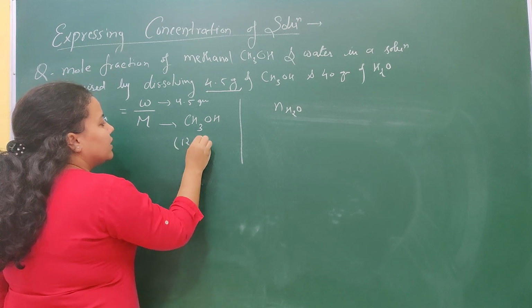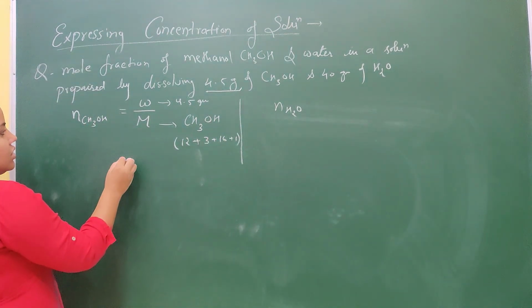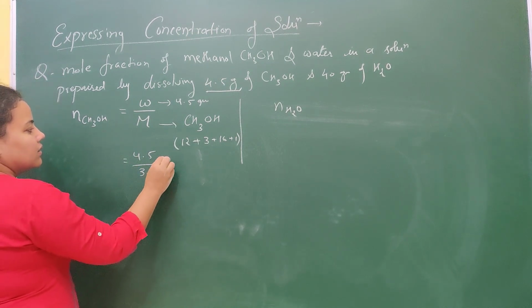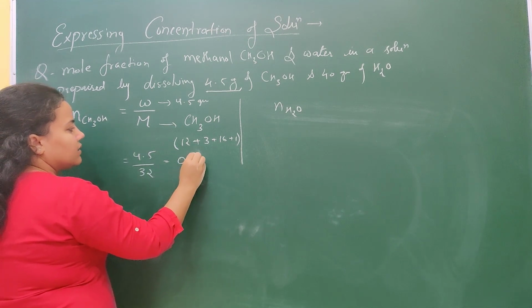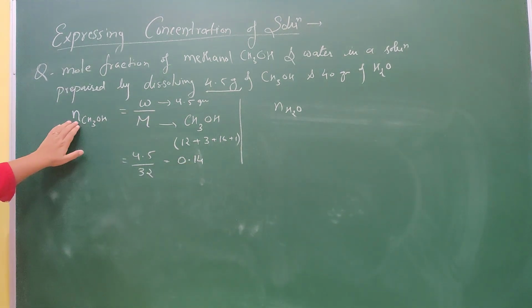CH3OH, it will be 12 plus 3 plus 16 plus 1. So the value is going to come as 32, which will come as 0.14. So 0.14 is the value for N, that is number of moles of methanol.